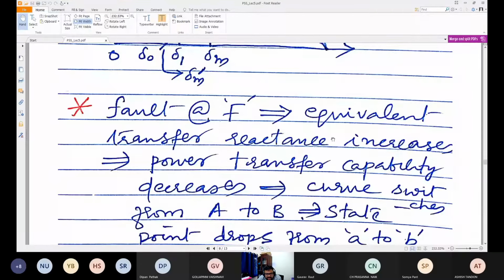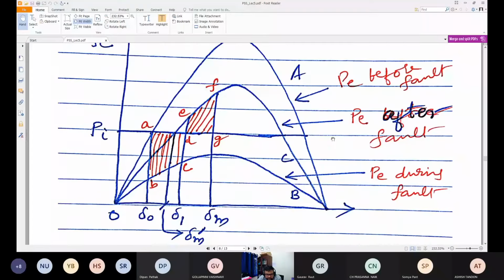When the equivalent transfer reactance increases, what happens to the power transfer capability? We have V1 V2 by X sin del, where V1 is the voltage of the sending end, V2 is the voltage of the receiving end, and X is the transfer reactance. If X increases, electrical power decreases. That is why from A, the state point dropped to B. So now the electrical power is governed by curve B, which is electrical power during fault.